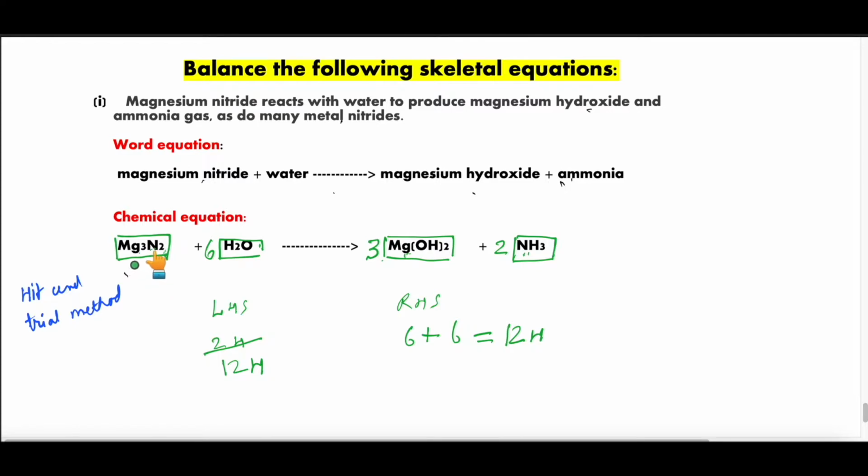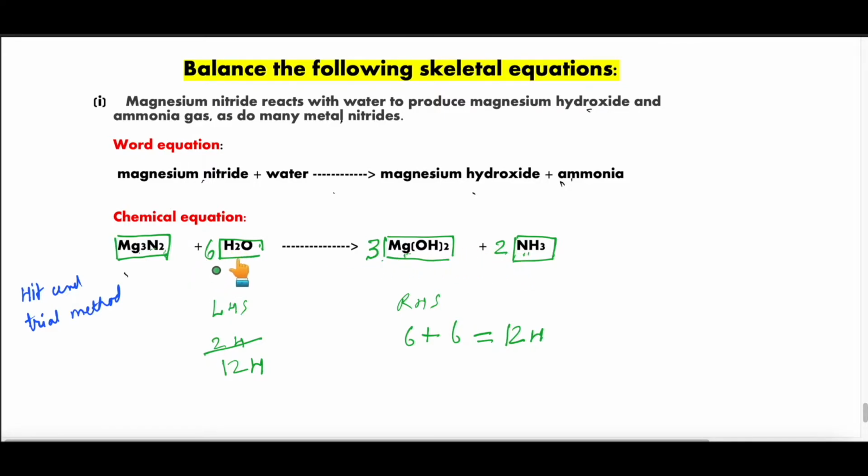So let us see. Here on the reactant side you have 3 magnesium atoms, and on the product side also 3 magnesium atoms. So magnesium has got balanced. Then for nitrogen, on the reactant side you have 2 nitrogen atoms, and on the product side also 2 nitrogen atoms. So nitrogen has also got balanced.